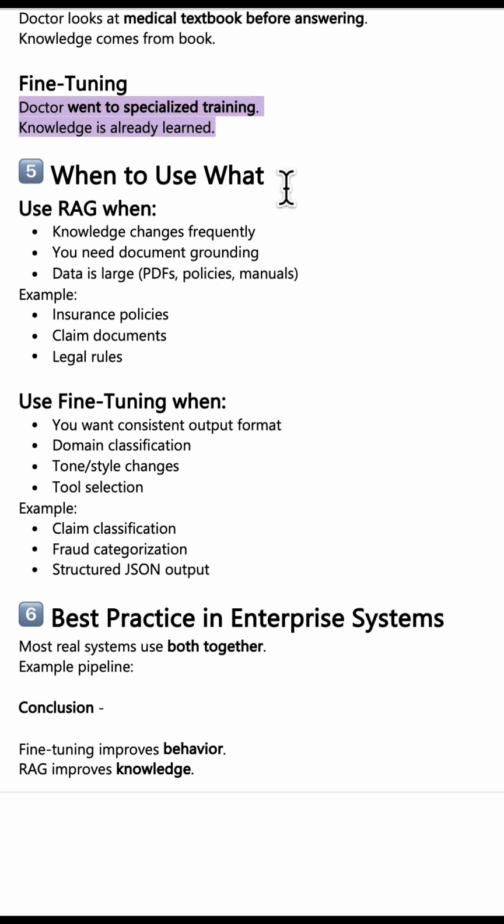Now, when to use what? Use RAG when your knowledge changes frequently and you want to query documents. Like if you want to query your claim documents, insurance policy, or legal rules, always use RAG. Use fine-tuning when you want your model behavior to be changed, like your tone or style. Or if you want your model to respond in a particular format, like you don't want a text response, you want a response in JSON format. In that case you can use fine-tuning.